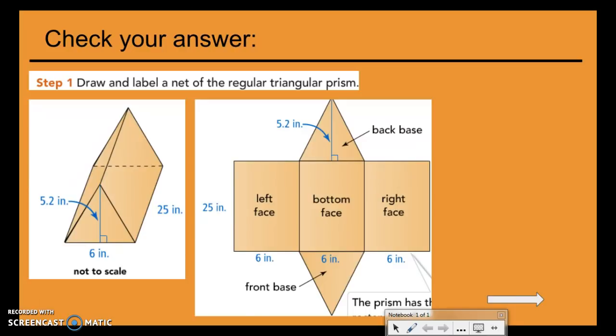You're going to have 3 rectangles and 2 triangles. Y'all see how that looks when you fold it out? I hope so. Okay? And you can see that your left, bottom, and right faces all are the same size rectangle. They're all 6 inches by 25 inches. Alright? And you can see the same thing with the triangles. They're 6 by 5.2.